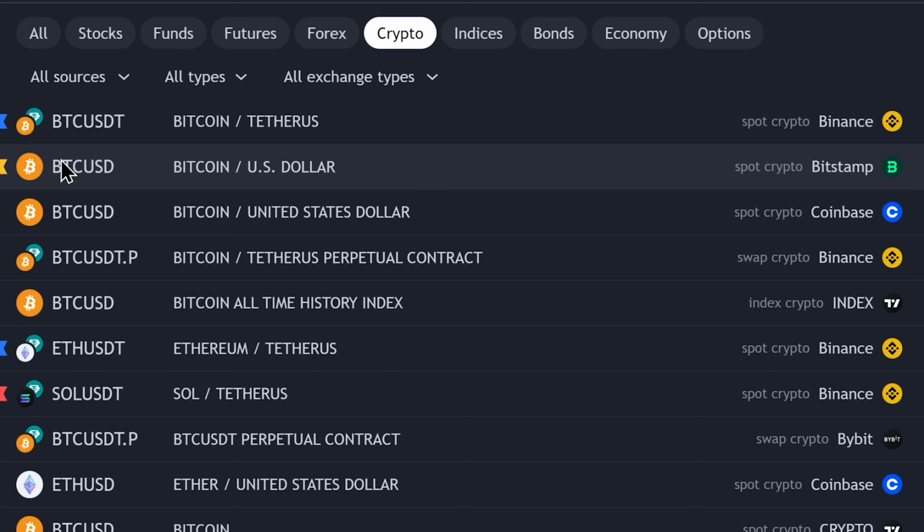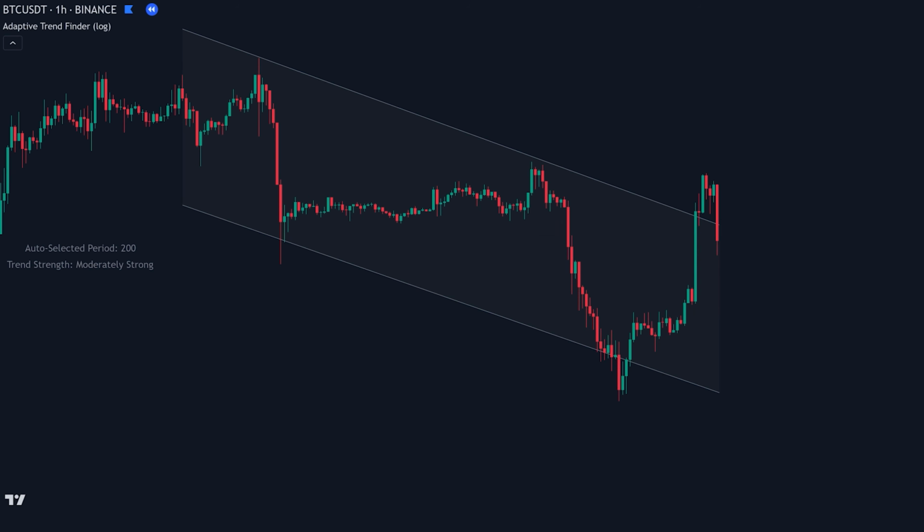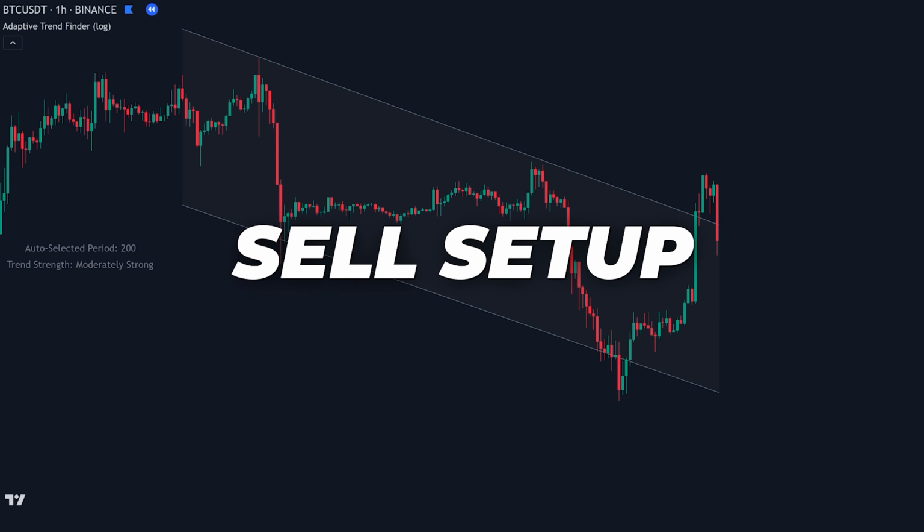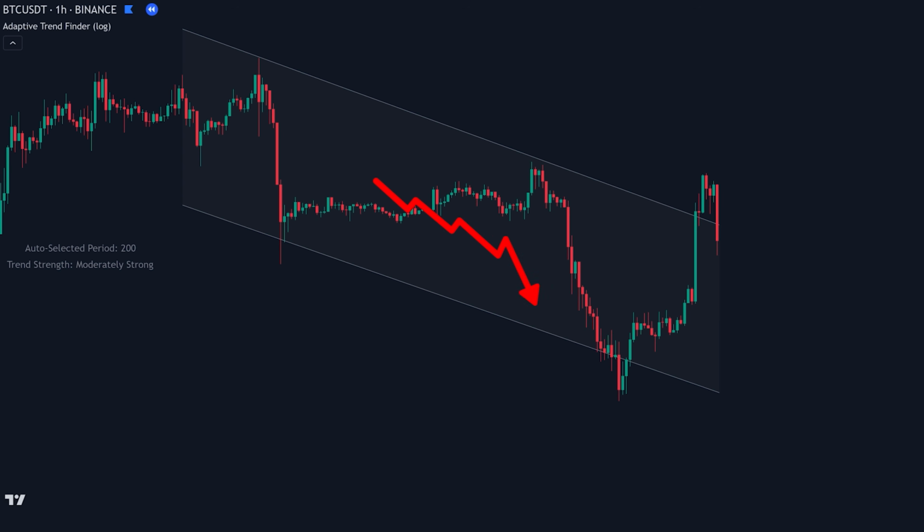Let's switch to the Bitcoin chart. It's actually a sell setup trade, as the chart shows a clear downward trend, with the Adaptive Trend Finder automatically detecting the trend channel. The best entry point is after the price makes a fake out and closes back into the channel. The trend strength is labeled as moderately strong, giving reasonable confidence in the continuation of the downward trend.